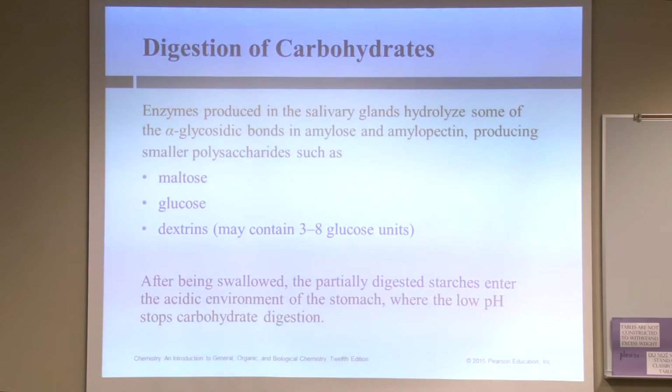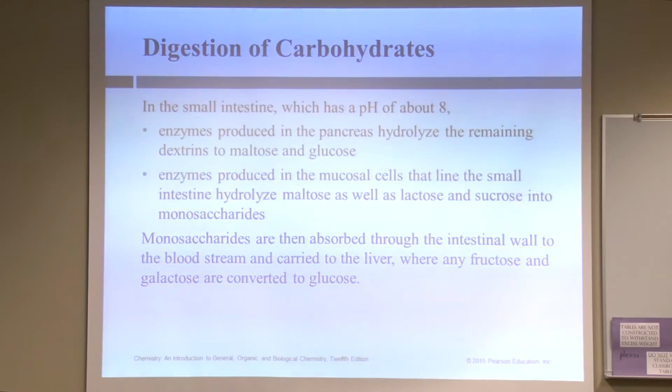After being swallowed, the partially digested starch enters the acidic environment of the stomach, where the low pH stops carbohydrate digestion. So nothing happens in the stomach because of the highly acidic pH. Food passes through the stomach into the small intestine, which has a pH of about 8. So it's slightly basic now.